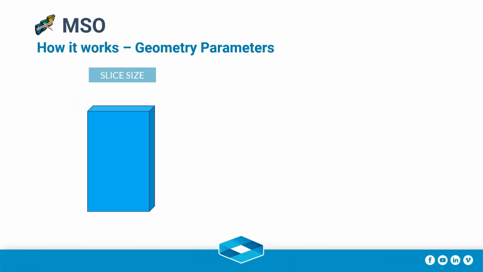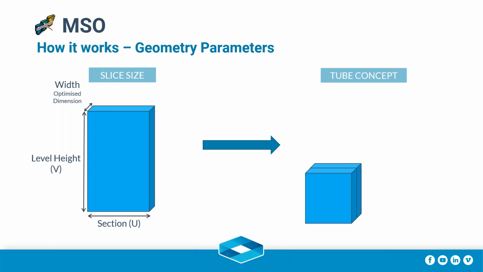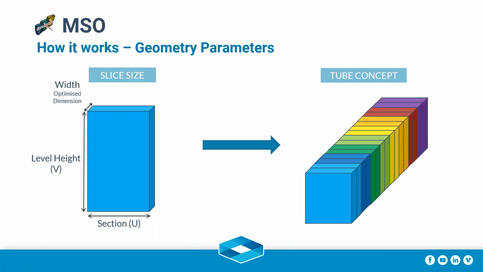Now, how the algorithm works in MSO. The first thing we need to do is to define two dimensions of our shape. We define our section U and we define our level height. They can be variable across the framework, but we need to define them. The third dimension of our shape is the one that will be optimized by MSO. So we have this tube concept, where with this predefined shape, the tube goes across the block model and tries to find the optimal width for that shape.